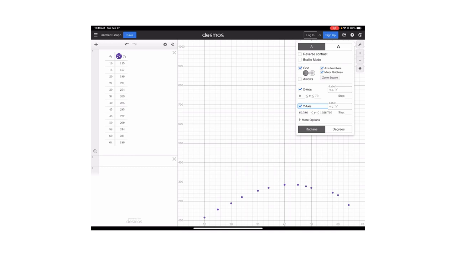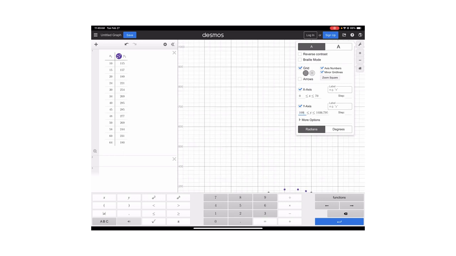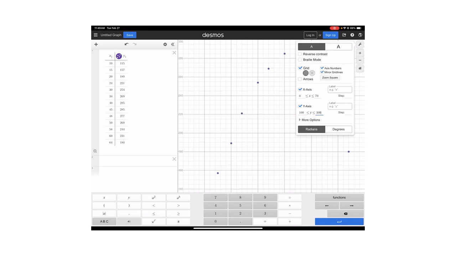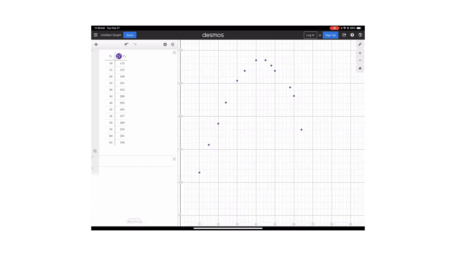And then for my y-axis, my smallest y is 115, so let's maybe go 100. And then my biggest one is 285, so maybe I'll go to 300. There we go. Okay, so now I can see the data, and it does look like a parabola.